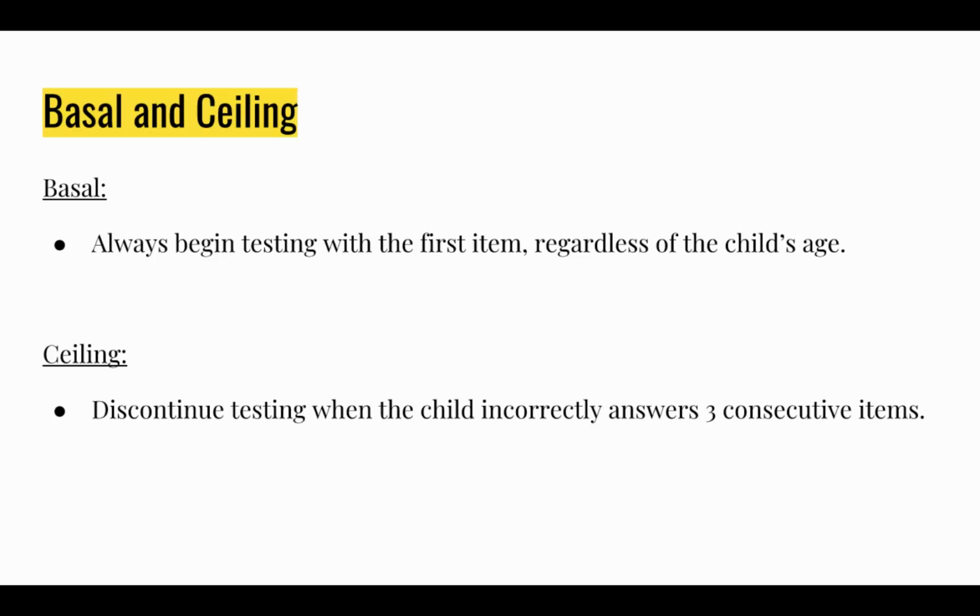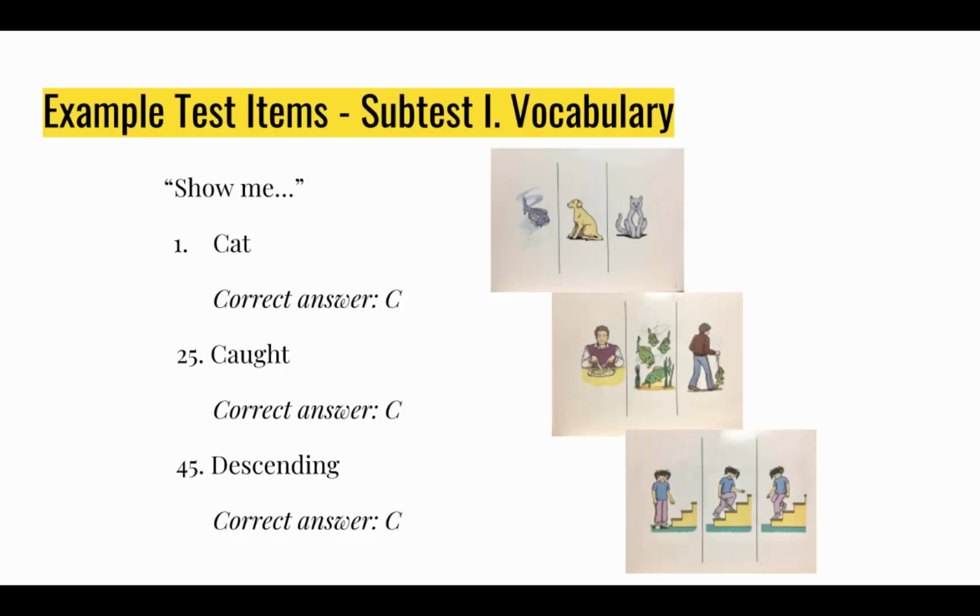Administration of the test should begin at the first item for every subtest, regardless of the child's age. And then for each subtest, testing should be discontinued when the child incorrectly answers 3 consecutive items. And that's the ceiling.